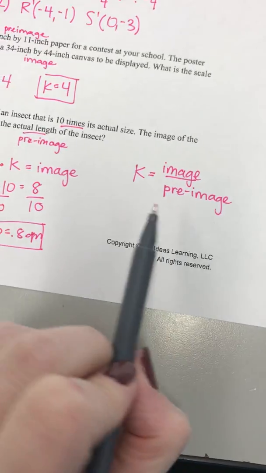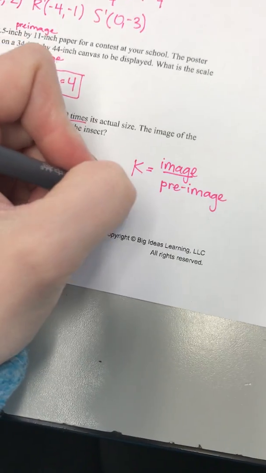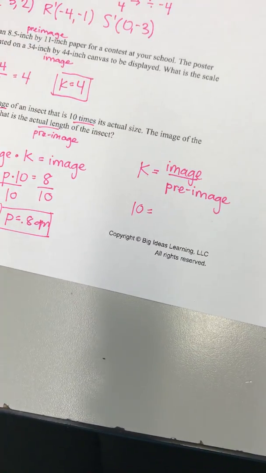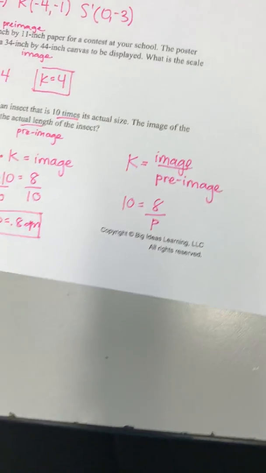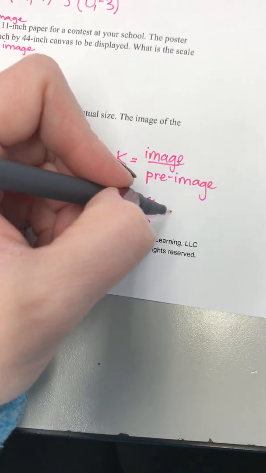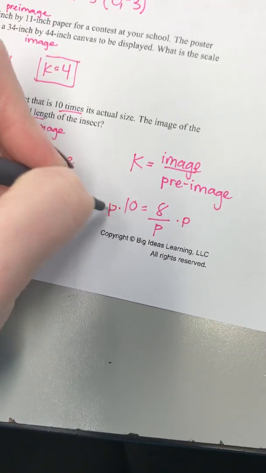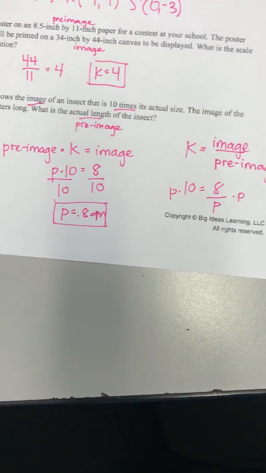Anyway, if we looked at it this way, again, we know that our scale factor K was 10. We know that our image is 8. We don't know our pre-image, so we would call it P. This way is a little bit more challenging because the variable's on bottom, so the first thing we'd have to do is multiply it over to the top, which is then going to take you to this picture. So either way, we're going to get the same result, and that's that.